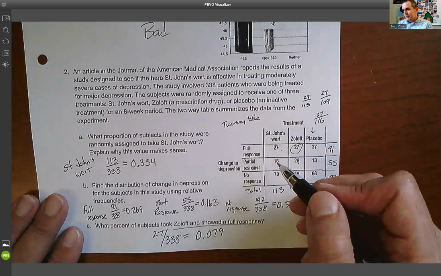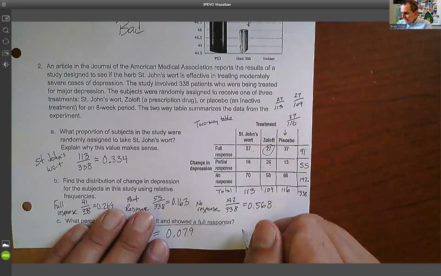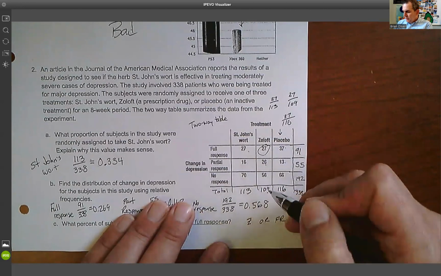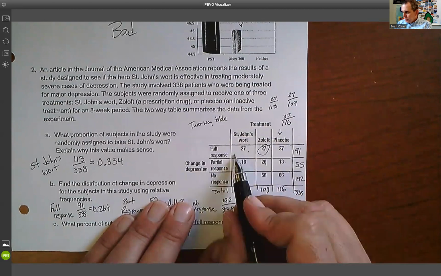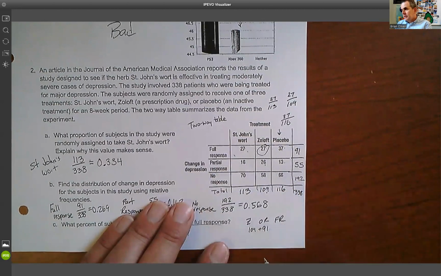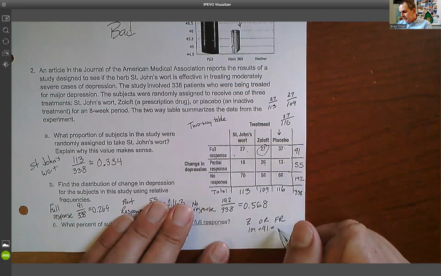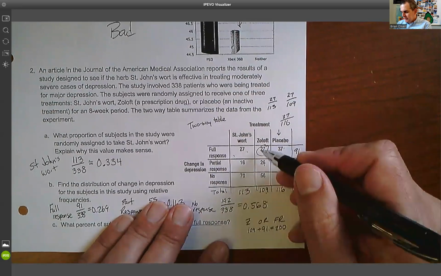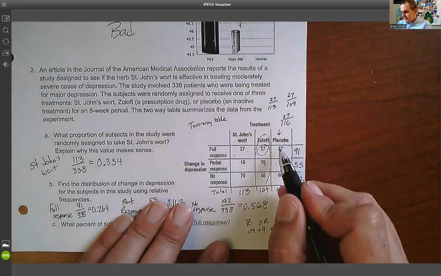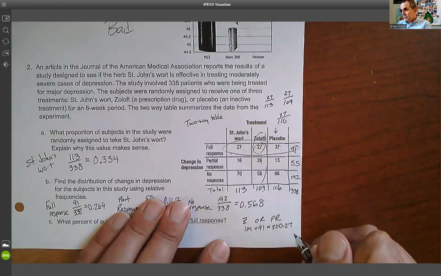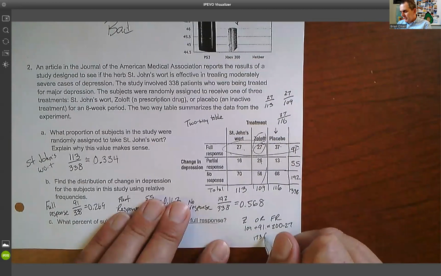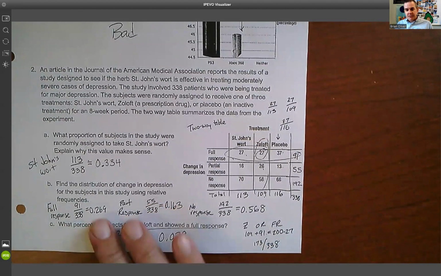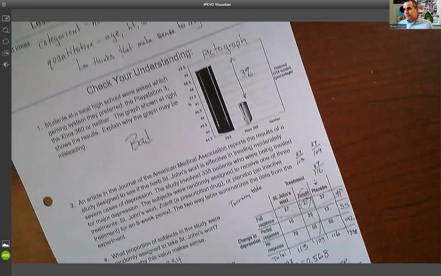And if you read in the table, if I'd asked for Zoloft or full response, Zoloft is 109, full response is 91, 109 plus 91 gives me 200. But if you look, we double count that 27 because they're in the Zoloft row or column and they're in the full response row. So I'd have to subtract that 27 that I double counted. So it'd be 173 out of 338. That would be an or. We'll get to that later. I just want to give you a sneak peek. So that was our 2-way table.